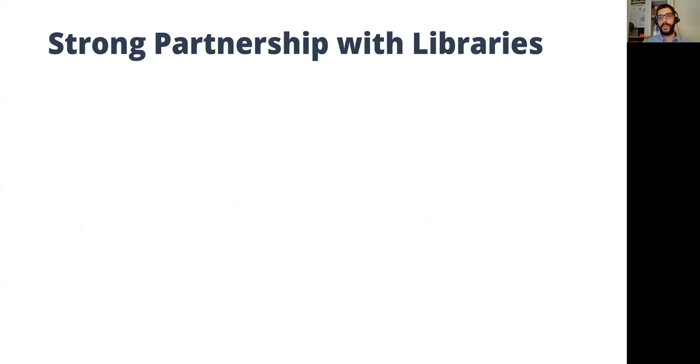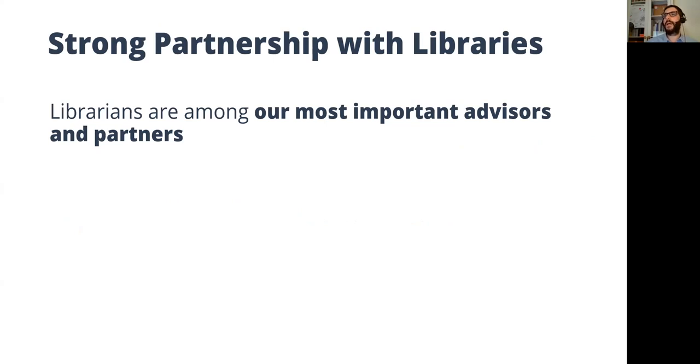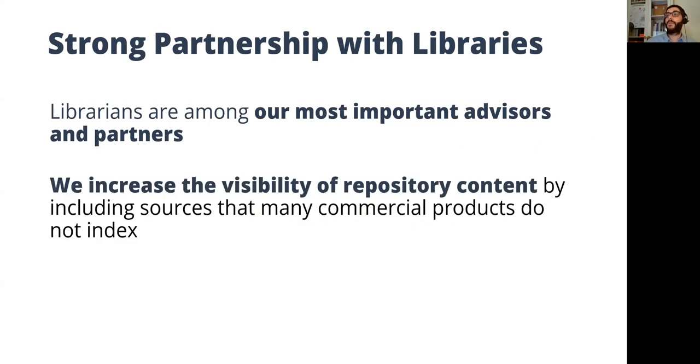Yeah, we've always had a very strong partnership with libraries. As you can see, librarians are among our most important advisors and partners. We also aim to increase the visibility of library and repository content because we include sources that many commercial products do not index. So we use the full breadth of Base. We only require an abstract, but other than that, we don't restrict the number of languages or the number of output types. So through Open Knowledge Maps, you can access all the 21 output types that Base indexes, for example.